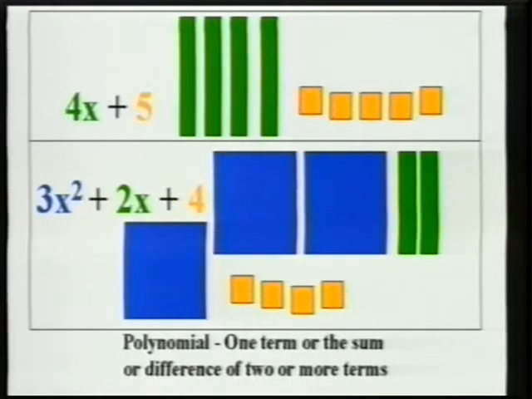As a further demonstration of the use of tiles, since a polynomial is one term or the sum or difference of 2 or more terms, we can use 4x plus 5, representing 4x with 4 rectangular pieces and the 5 yellow squares, and a picture of 3x squared plus 2x plus 4 includes 3 blue squares, 2 green rectangular pieces, and 4 yellow squares.